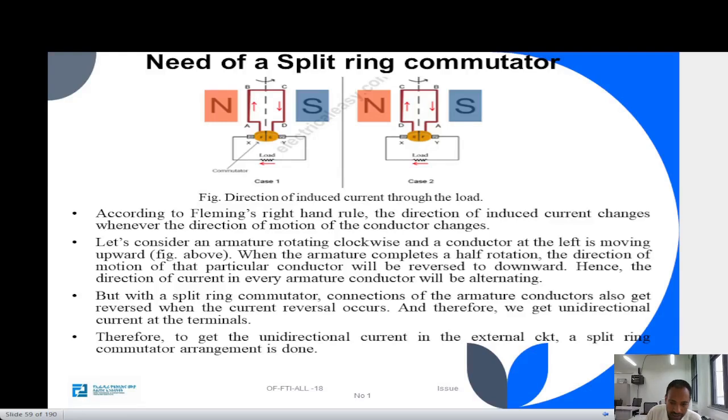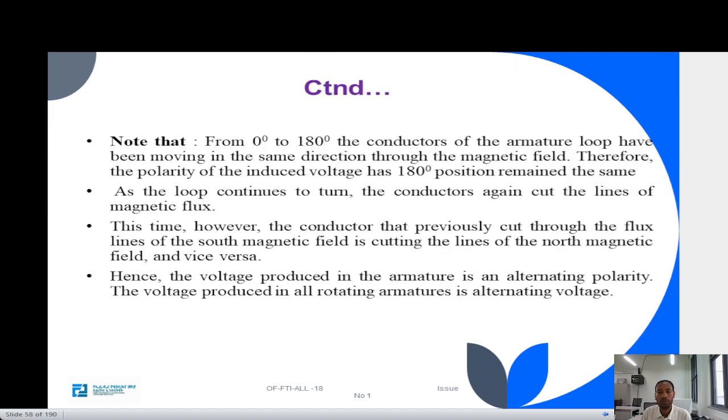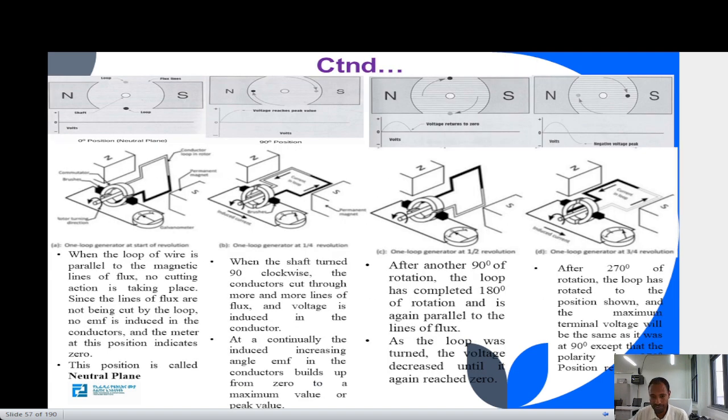Hi friends, let us continue from where we stopped. Previously we have seen how voltage is induced from a single loop with the help of Faraday's law of induction. On this single loop, we have a commutator segment called a split ring commutator.